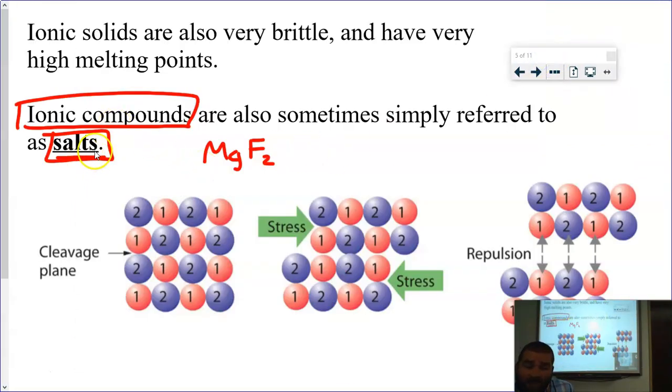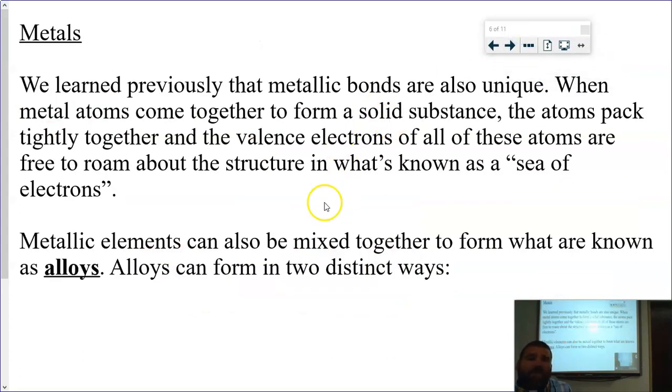Ionic compounds are salts, and they're very brittle. However, they have very high melting points. If you tried to take some salt, put it in a pot, and then put it on your stove, you're not going to melt that salt. Not going to happen at all. Your stove is not hot enough to melt table salt. However, if you took that same pot, put a bunch of sugar in there and turned on your stove, it will melt the sugar. So be aware of that. Ionic compounds have very, very high melting points too. It's another property. All right, let's go to metals.